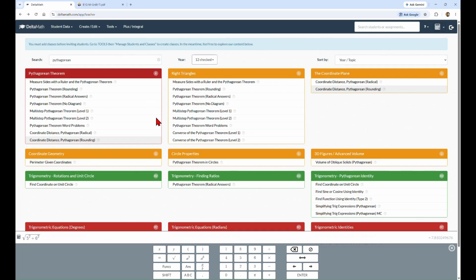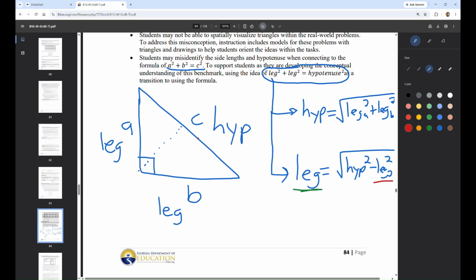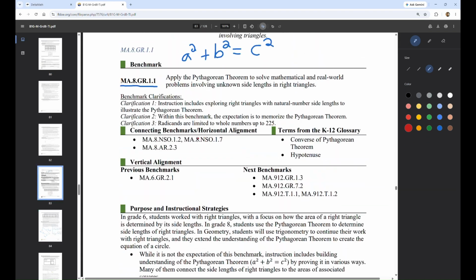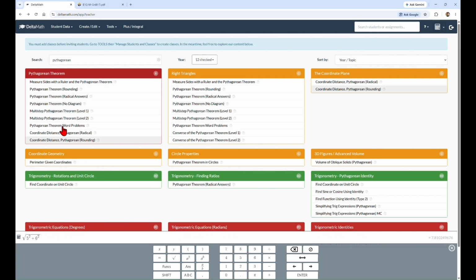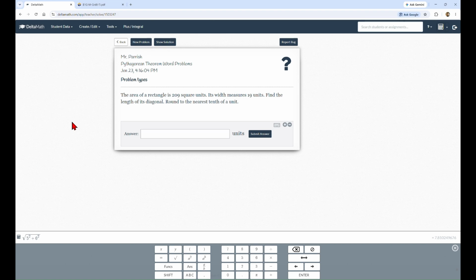Now, when it says apply the Pythagorean theorem to solve mathematical problems, that's what we just did. Now, real-world problems is another way of saying word problems, so here you go. The area of a rectangle is 209 square units. Its width measures 19 units. Find the length of its diagonal. Round to the nearest tenth of a unit.